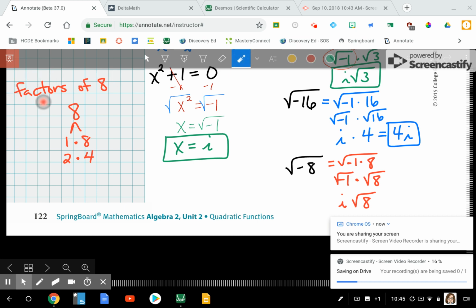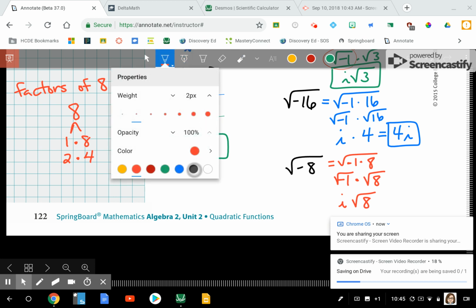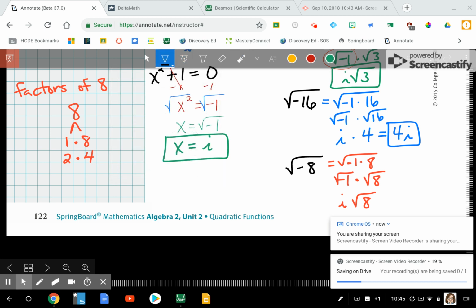Right over here, I have the factors of 8, which are 1 times 8 and 2 times 4. Of these numbers, I want to know which one is a perfect square, meaning if I take the square root of it, I will get a whole number. Square root of 1 is 1. That one worked.